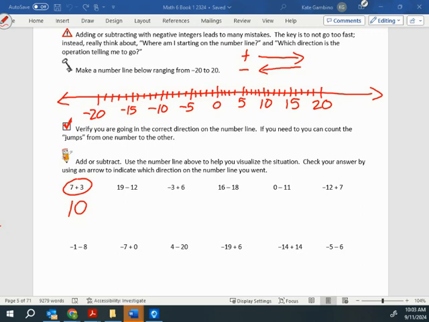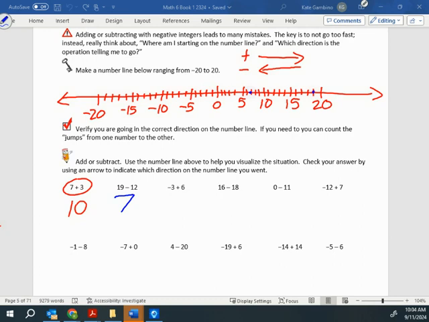19 minus 12, some of us can do that in our head. Some of us might want to find 19 on our number line. So 19 would be right here, right before the 20. I'm subtracting, so I'm going to count to the left. 1, 2, 3, 4, 5, 6, 7, 8, 9, 10, 11, 12. So I ended up right here, which is 5, 6, 7. So I know 19 minus 12 is 7.